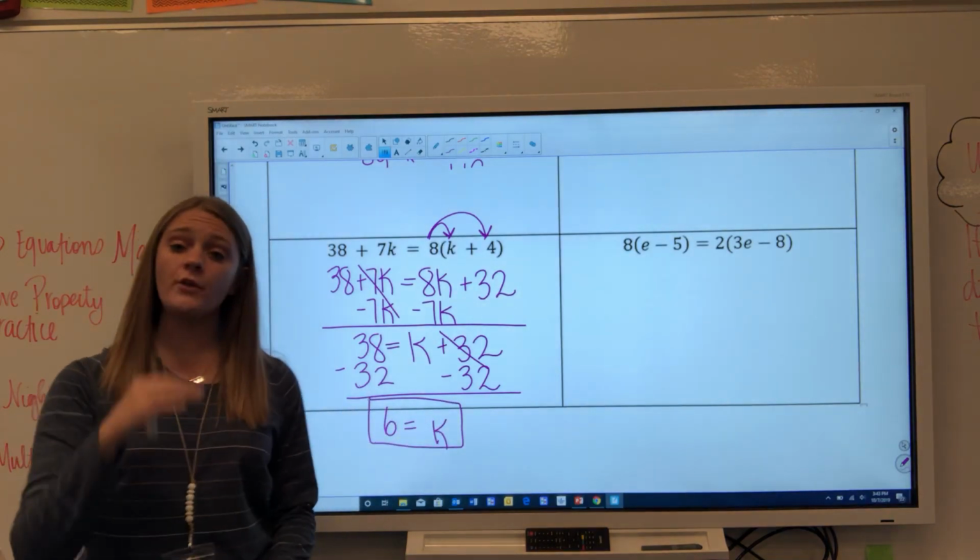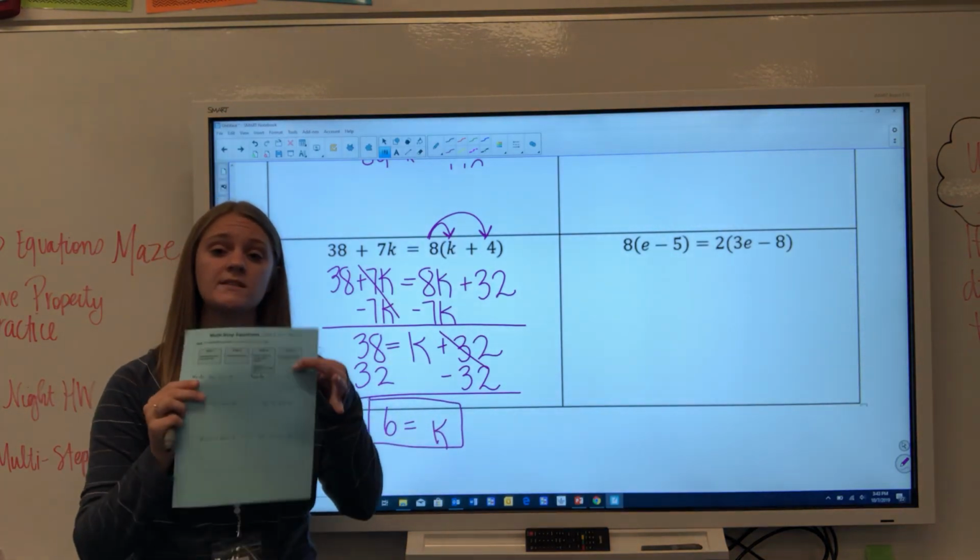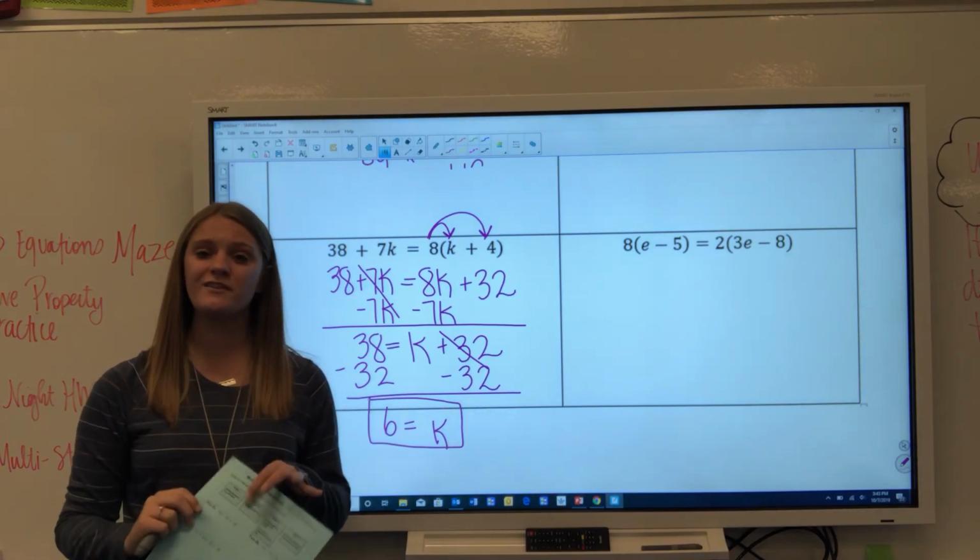Make sure you have all 3 of those examples, and then you go back and solve the 3 on the right side so you're ready for class tomorrow.